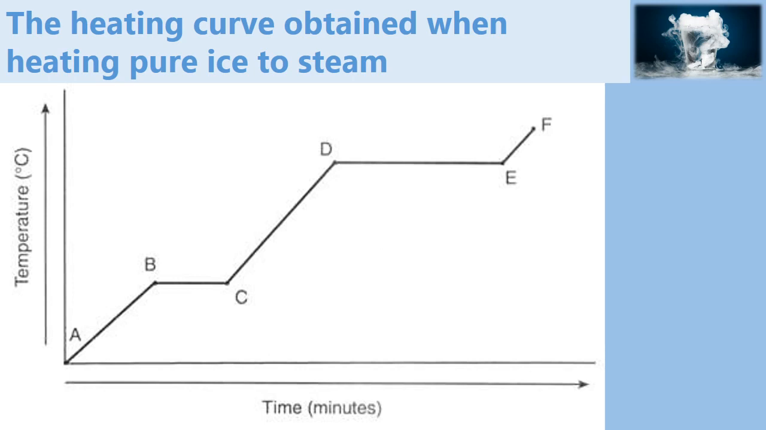Then we move to region EF, where now we have the gaseous state. So the gas particles, as heating continues, the temperature rises steadily. The gas particles gain more kinetic energy and move more vigorously in random motion.